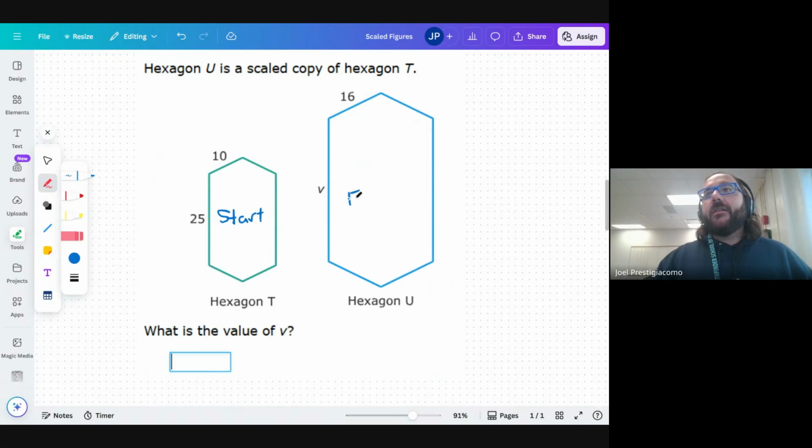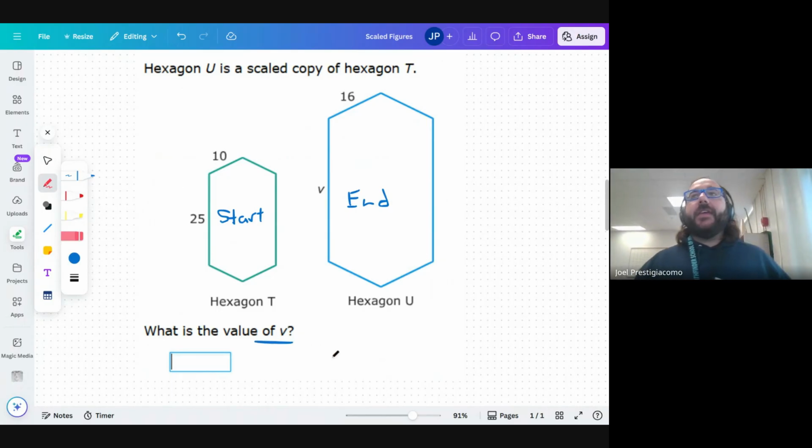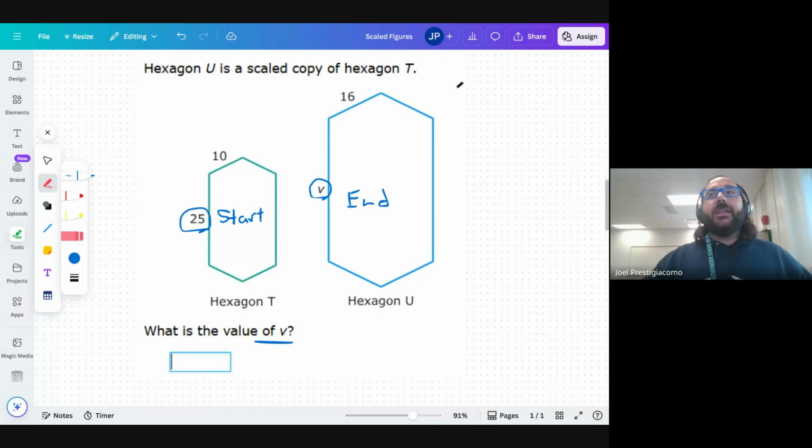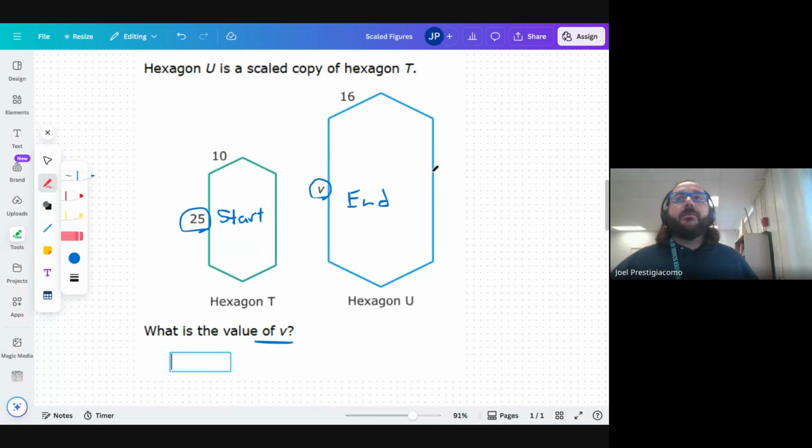This is the end, right? The end is the copy, right? So the question here says, what is the value of V? So we have this unknown here. We know that it's going to compare to part the 25. We know that it should be larger than 25 because hexagon U is larger. Now, how much larger? We have to figure this out. So what we need to figure out is the scale factor. That's what we need: what scale do we multiply by to go from start to end?